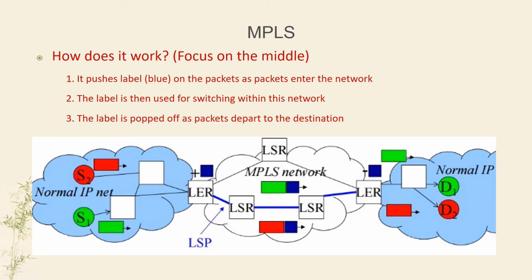So how does MPLS work? Well, as we can see from the middle, it pushes a label onto packets as they enter the network, and the label is then used for switching within this network. And finally, it is popped off the packet as it departs to the destination.